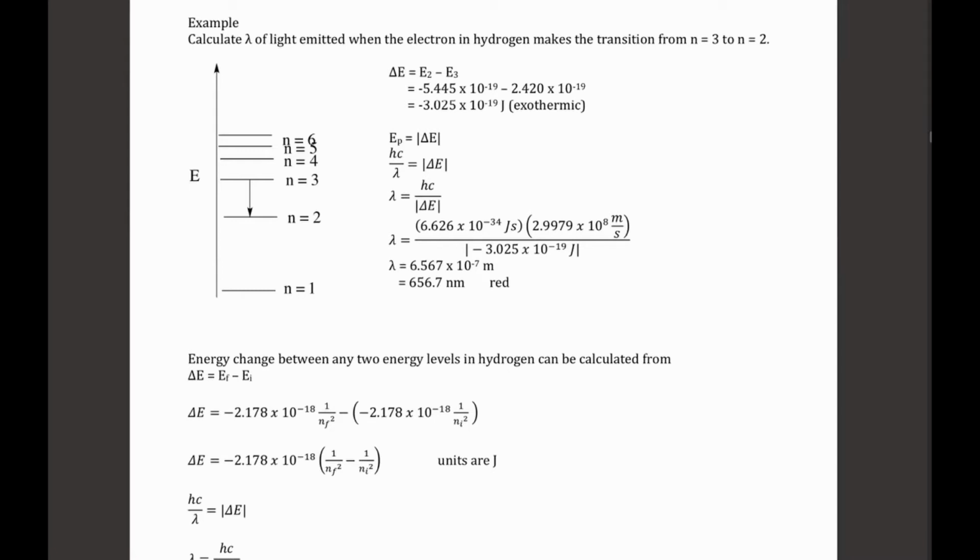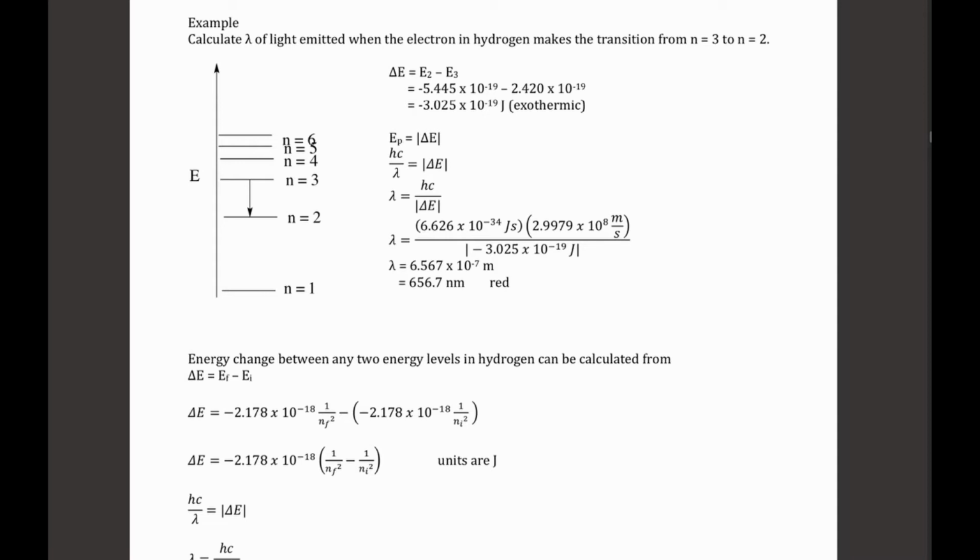Okay, here's an example for us to do. Calculate the wavelength of light emitted when the electron in hydrogen makes the transition from n equals 3 to n equals 2. So there's our diagram showing n equals 3 down to n equals 2. Delta E is the final energy, E sub 2, minus the initial energy, E sub 3.